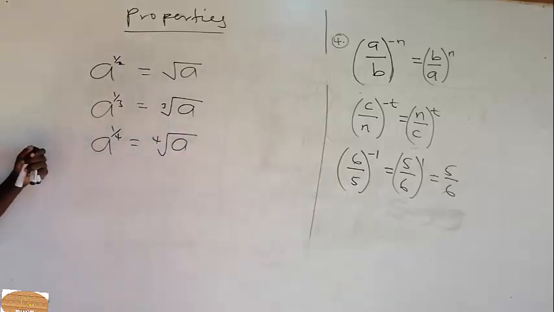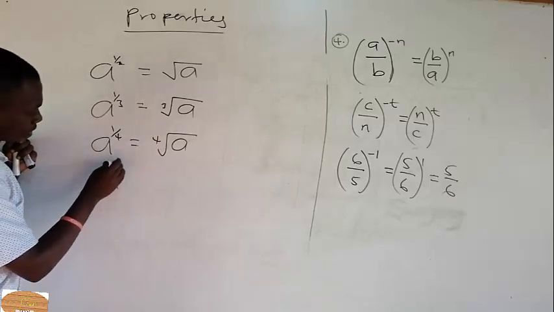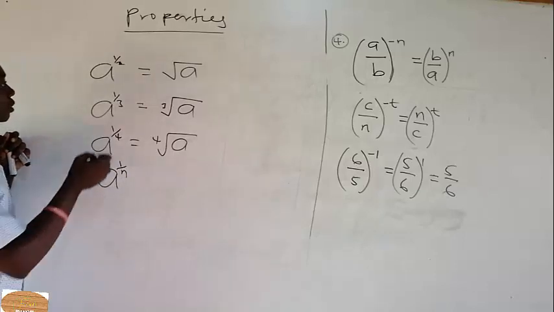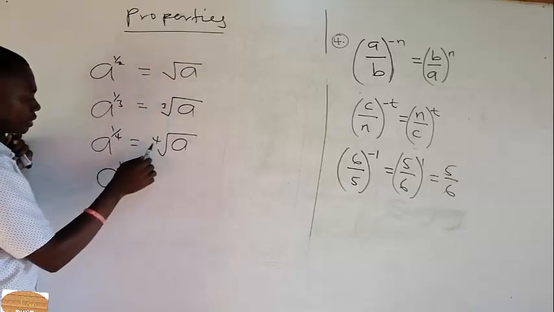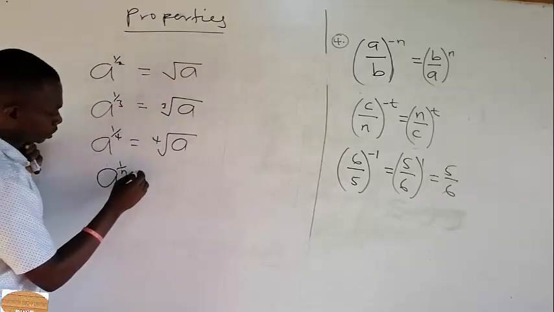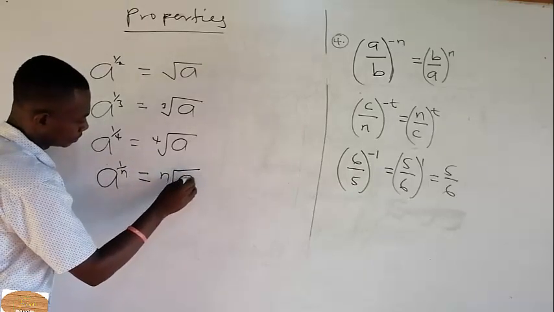Then if you are given, let's say, a to the power 1 over n. So this is 2, this one is the same as this. 3, you see it, 4, you see it, but 1 over n, this one is the same as nth root of a.